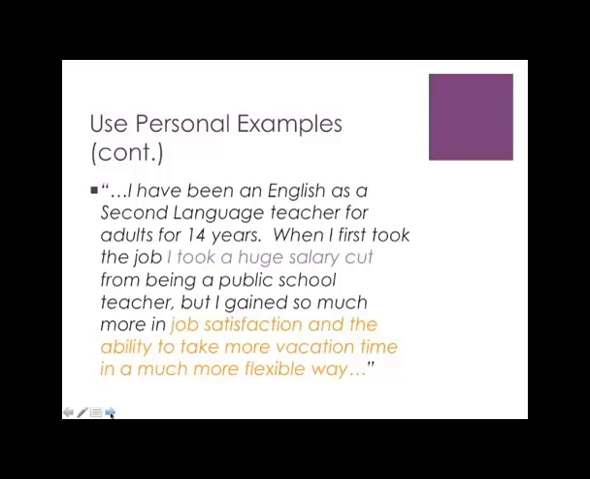So again, notice here I mentioned the particular situation that I took this salary cut, which again is referring to less money. I certainly am making less money than I would be if I were a public school teacher. And then I mentioned those two reasons, job satisfaction and, of course, taking that flexible vacation time.